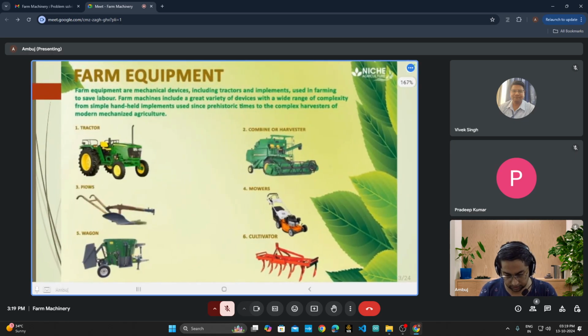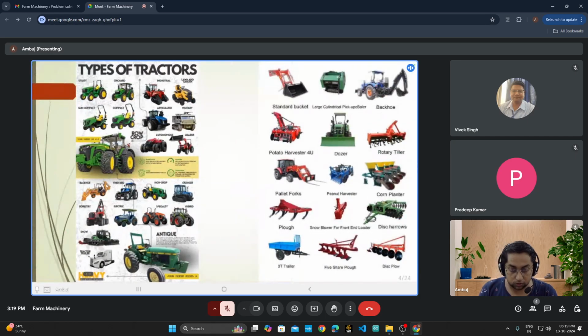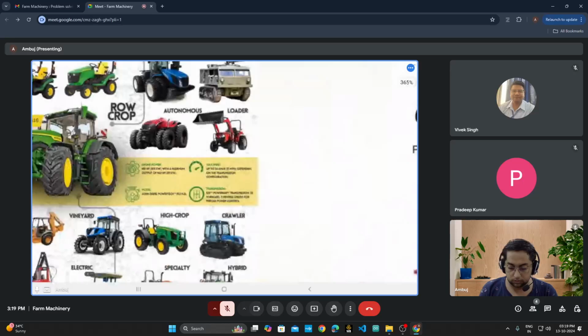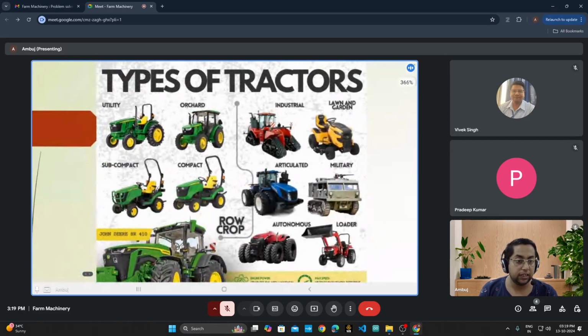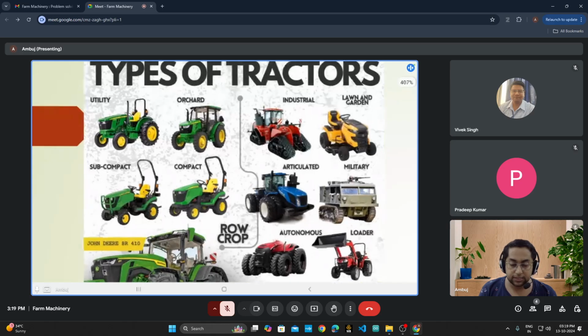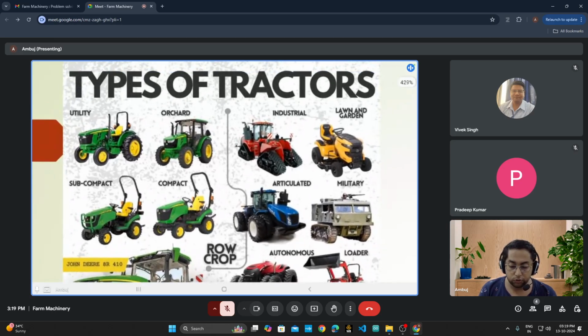Moving forward, these are different types of tractors. The first one, as you can see in this figure, is your utility tractor. The utility tractor is your general purpose tractor. The main aim of having a utility tractor is haulage. Haulage means carrying goods from one place to another.